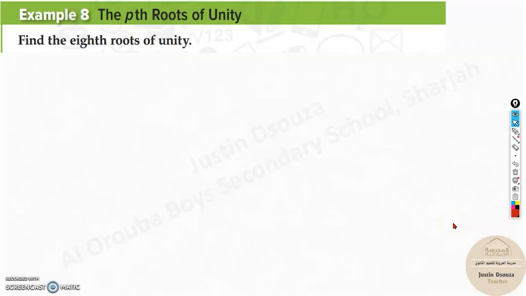Now we will try to find the pth root of unity. Before we begin, you must remember unity means 1. So now, this is the rectangular form, isn't it? Let us write it in terms of a complex number. What is the imaginary part over here? Is there any imaginary part? No. So it will be 1 plus 0i. So this is the unity.